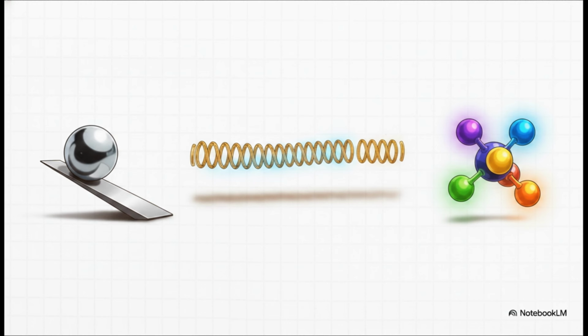Second, elastic potential energy, which is stored in tension when you change an object's shape, like a compressed spring or a stretched rubber band. And third, chemical potential energy, which is locked deep within the actual molecular bonds of substances.